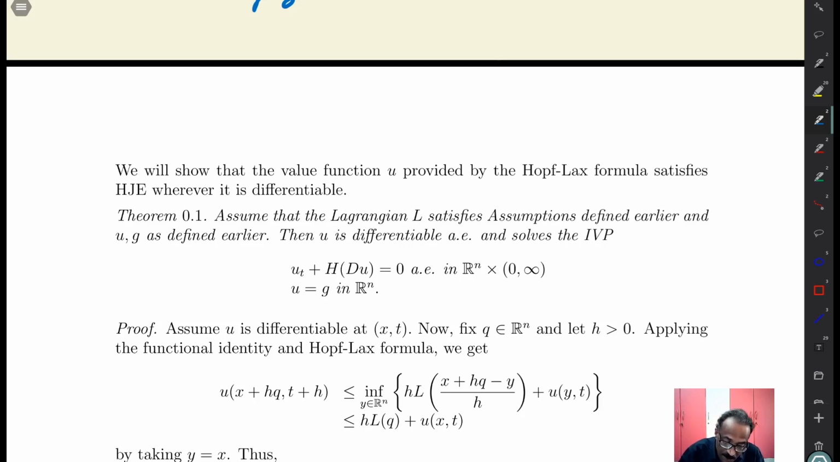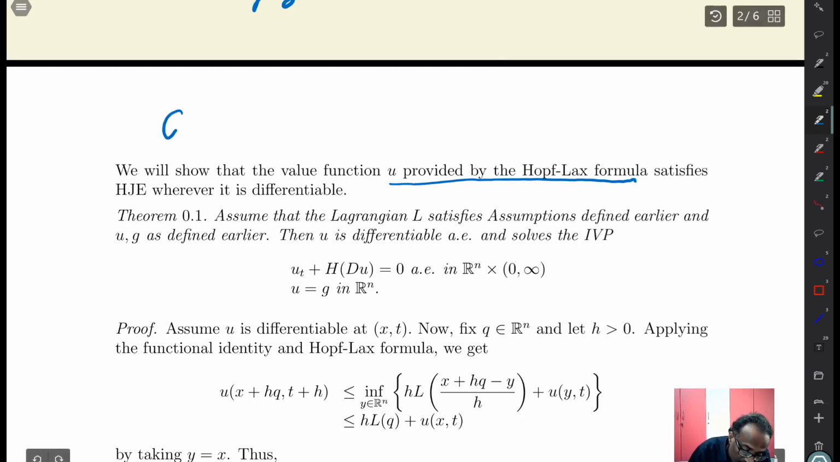So what is the u provided by the Hopf-Lax formula? You start with an L. Given L, under the assumptions, this gives you L star, which is H. That's your Hamiltonian. This is the Hamiltonian.